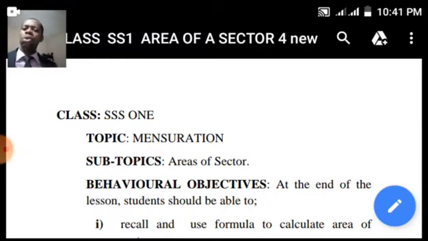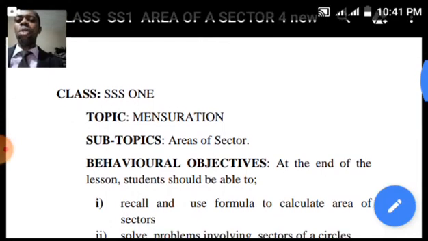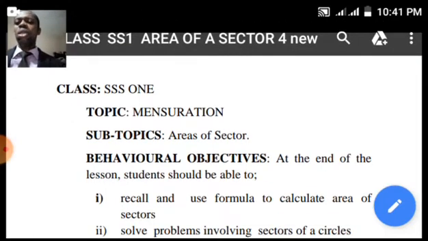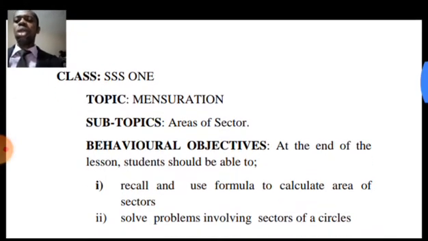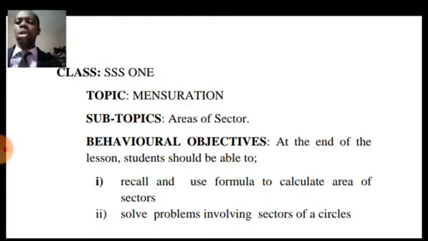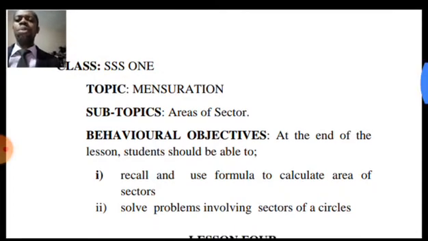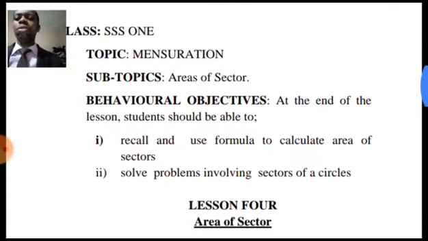Today, we still want to continue from where we stopped last week. We are looking at area of sector today, and it is expected that at the end of this lesson, students should be able to recall and use the formula to calculate the area of a sector. Students are also expected to solve problems involving sector of a circle.